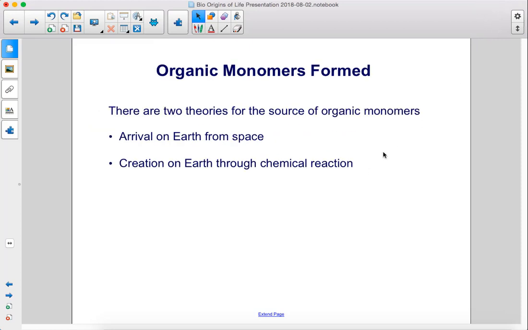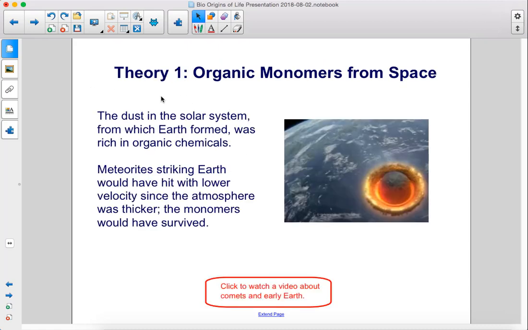There are two theories for the source of organic monomers: arrival on Earth from space, or creation on Earth through chemical reaction. Theory 1. Organic monomers from space. The dust in the solar system from which Earth formed was rich in organic chemicals. Meteorites striking Earth would have hit with lower velocities since the atmosphere was thicker. The monomers would have survived.